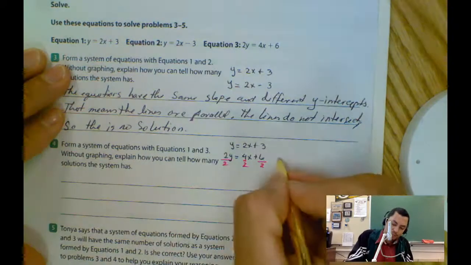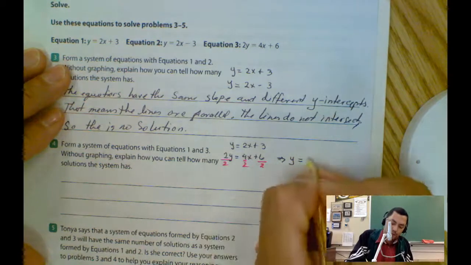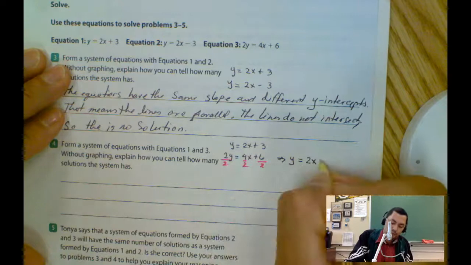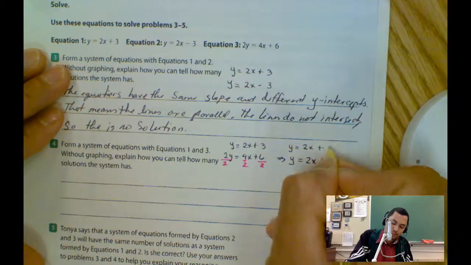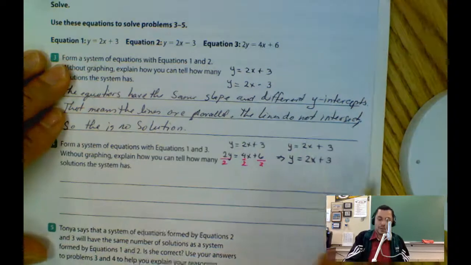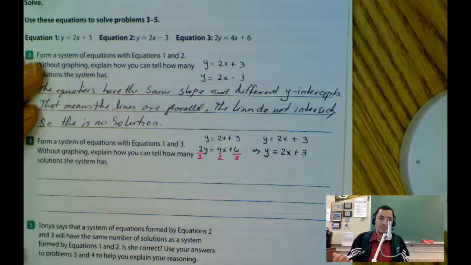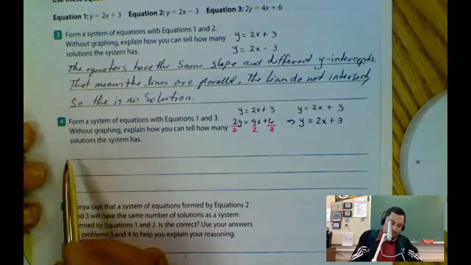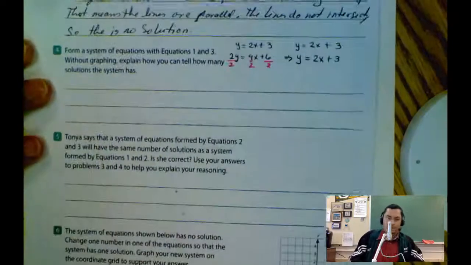So this one is going to be y equals 4 divided by 2 is 2x, 6 divided by 2 is 3, and the first equation is y equals 2x plus 3. Same slope, same y-intercept, infinitely many solutions. So in this case, we're going to write for number 4. Let me move this one here.